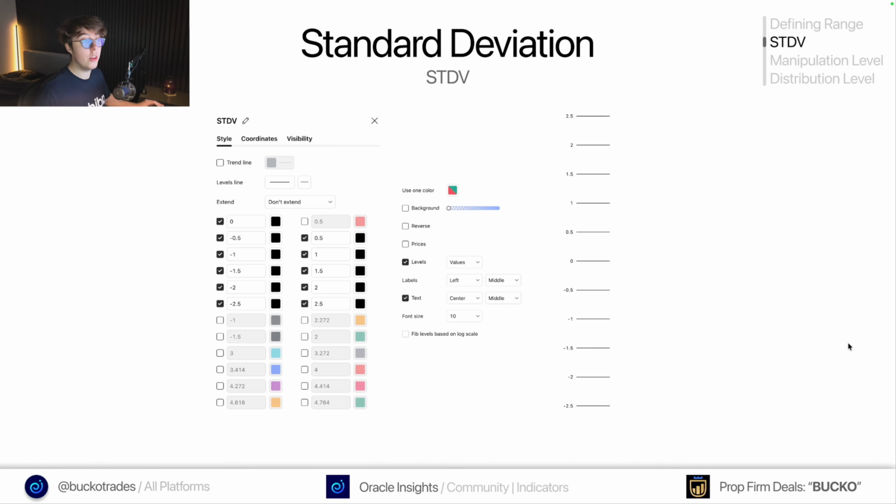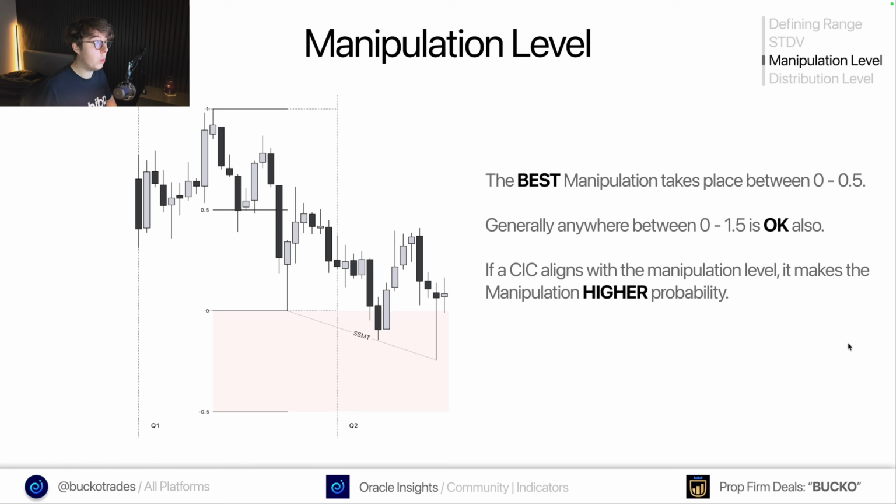So once you've done that, you then want to anchor the standard deviation from that highest high to the lowest low, or the lowest low to the highest high, okay? Now, what do we do with these specific levels that we get from the standard deviation? Well, firstly, let's look into the manipulation levels, right? So the best manipulation takes place between 0 to 0.5. Generally speaking, anywhere between 0 to 1.5 is okay also.